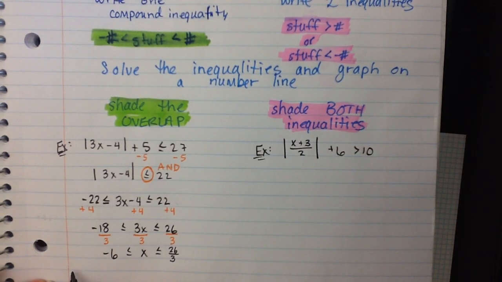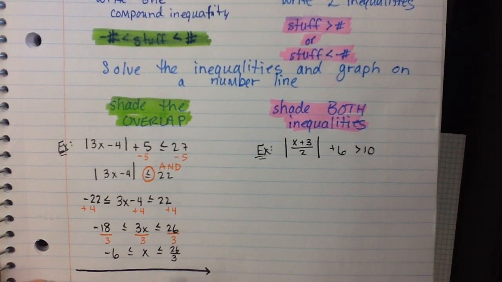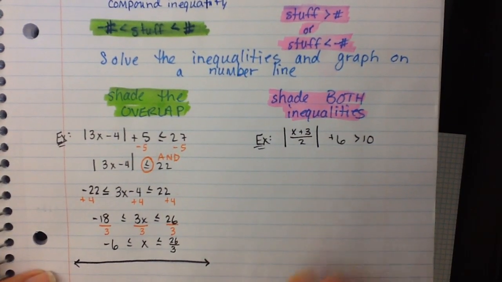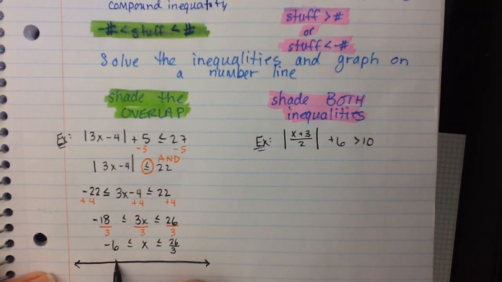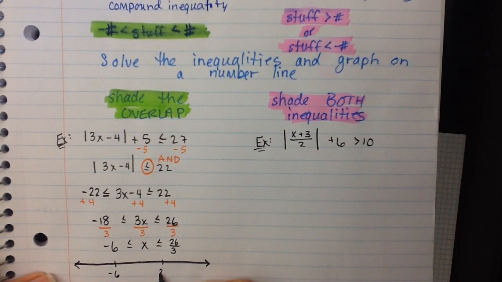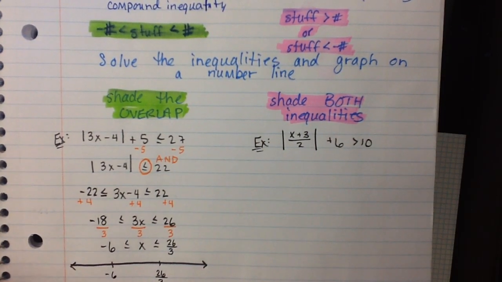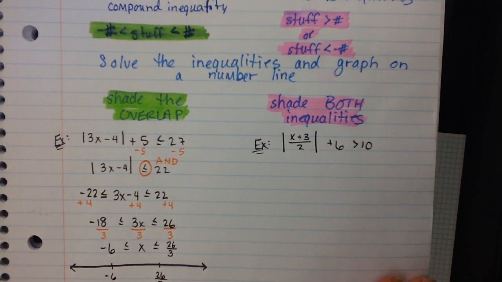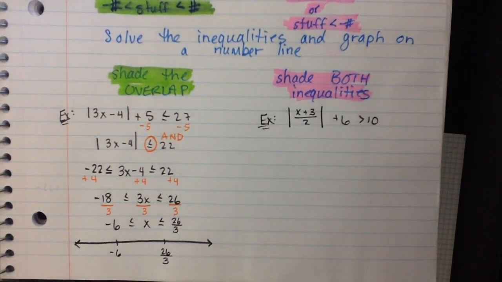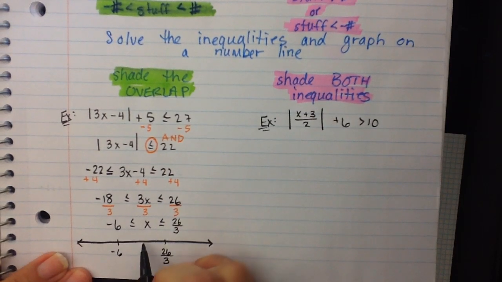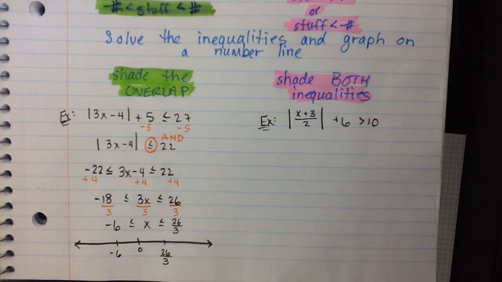On my number line, I'm going to just put the values negative 6 and 26 thirds because I'm sort of a little bit lazy and I don't want to write out many more numbers than I have to. Maybe I'll put 0 on there just for reference. And then I'm going to shade the overlap.